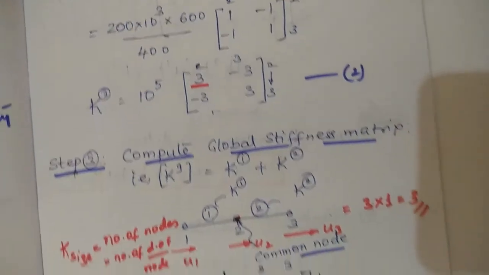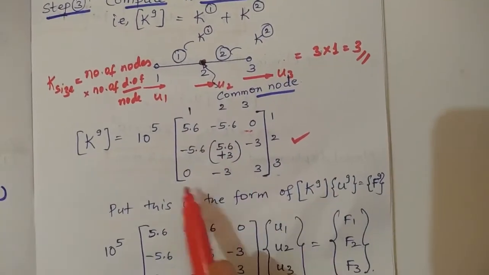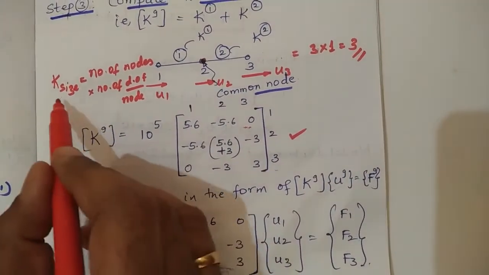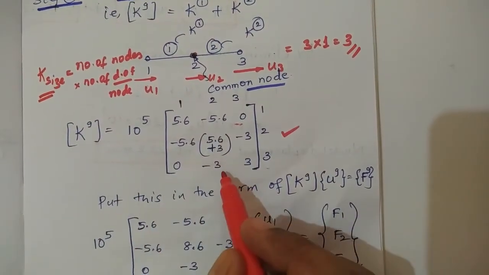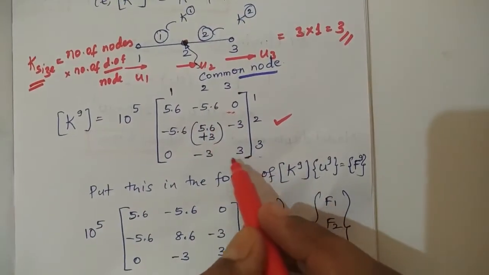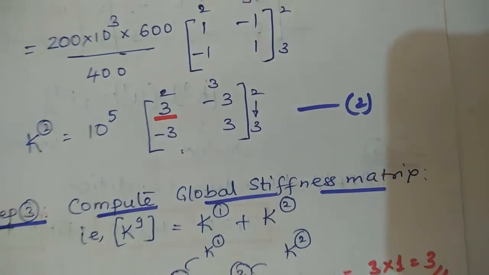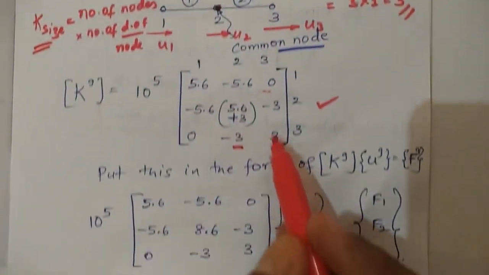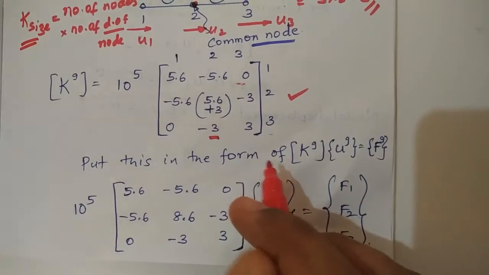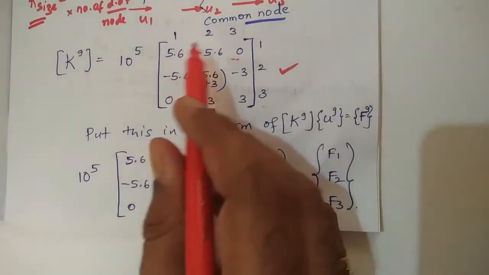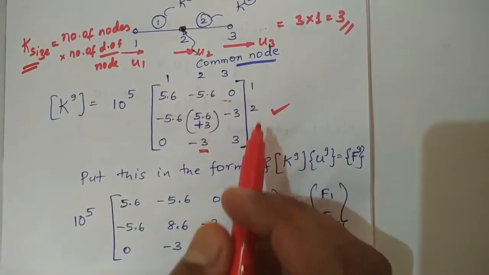Similarly, if 3 of 1 is 0, obviously 1 of 3 will be 0, because a stiffness matrix is always a square and symmetric matrix. So 2 of 3 will be minus 3. Okay, so I'll fill this. Then 3 of 3 will be 3. This you need to keep in mind, guys. So, properly filling the global stiffness matrix.